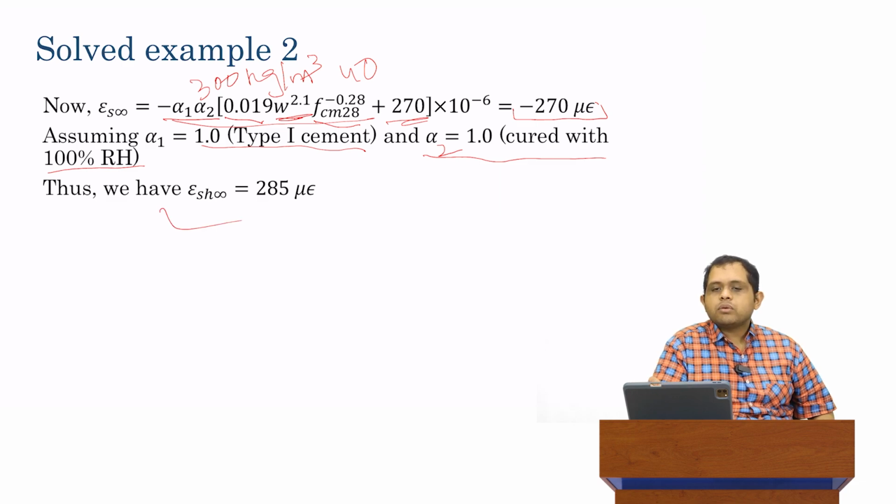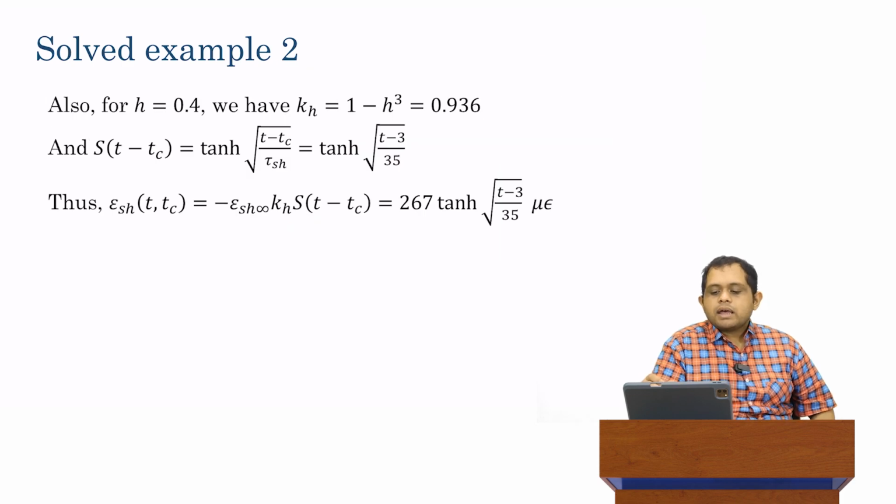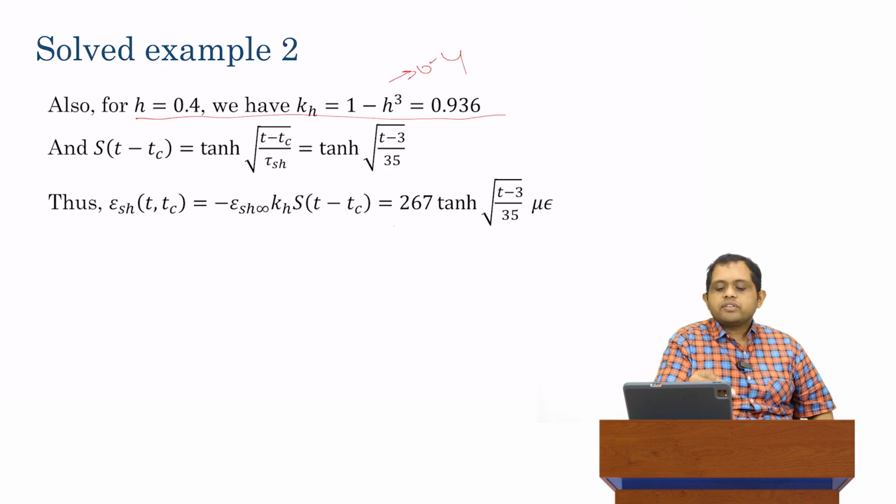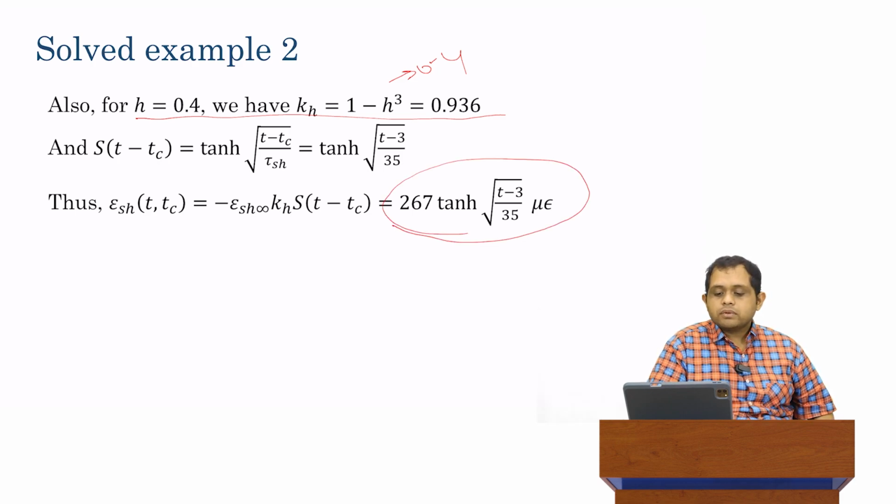And then when we multiply it by 1.056, which is the correction factor we got from the last slide, we get this epsilon SH infinity is 285 microstrain. And then KH we can calculate previously, given H is equal to 0.4. KH we can calculate as 0.936. And so when we substitute the formula in, we get that this is the variance of the shrinkage strain.